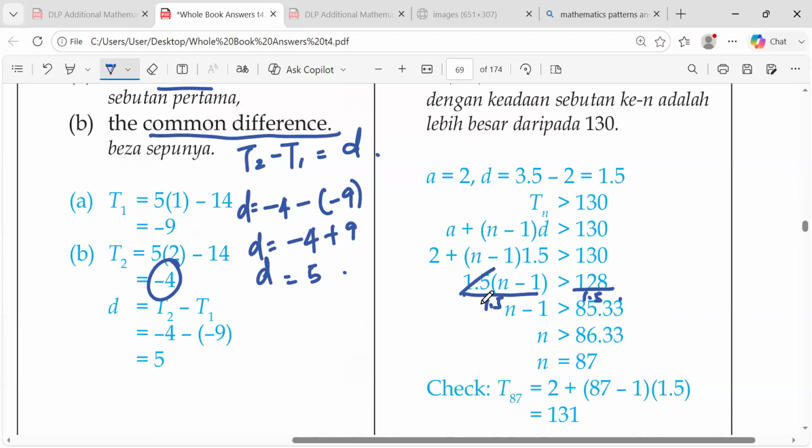Okay, 1.5 cancels out. So n minus 1. Okay, the 1 becomes plus 1. So it's greater than 86.33. So n is equal to 87. Finish.